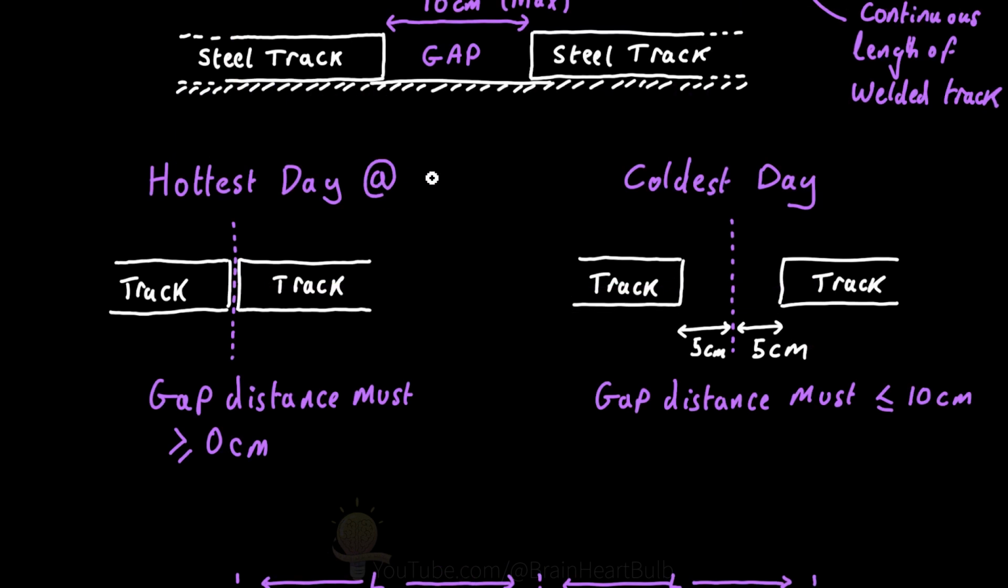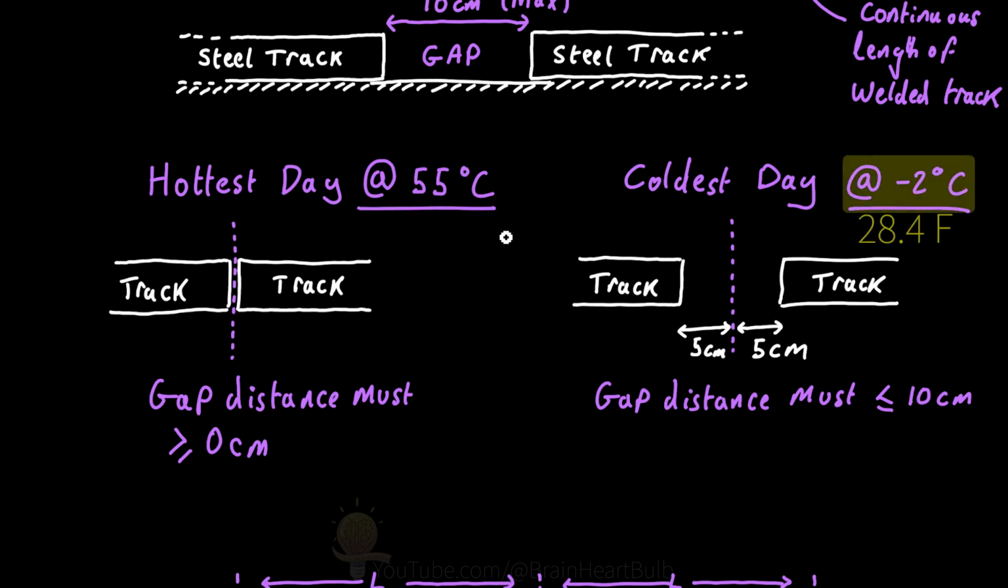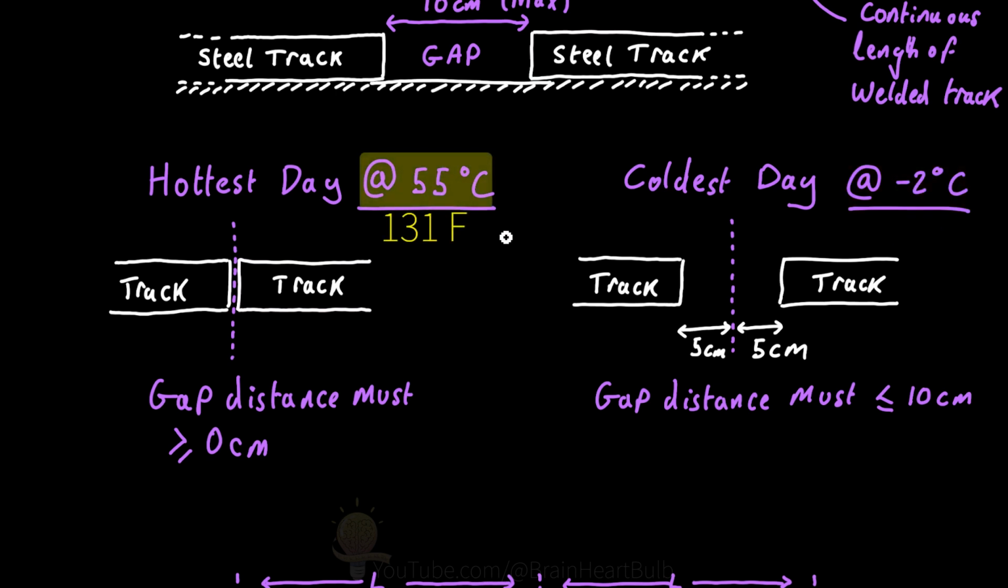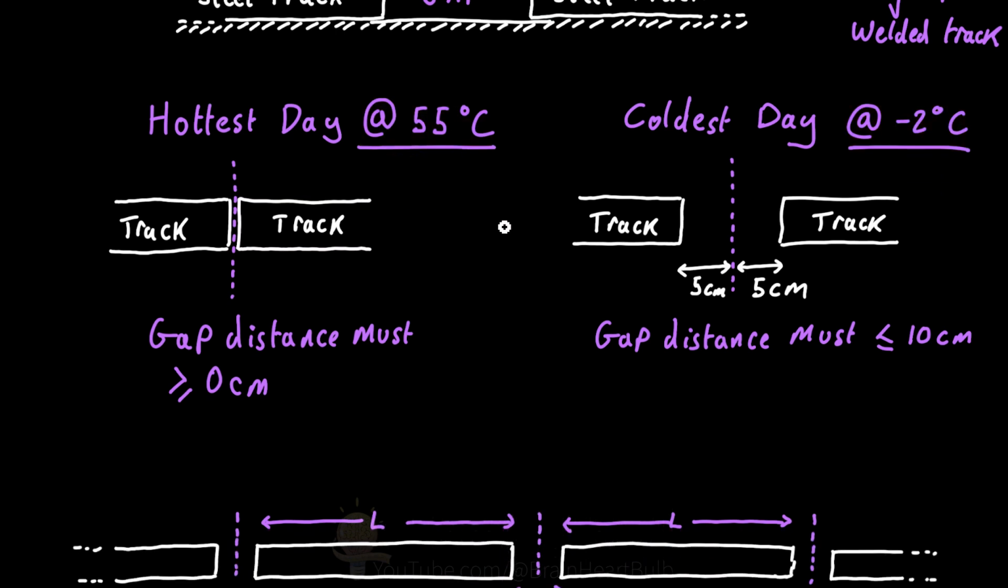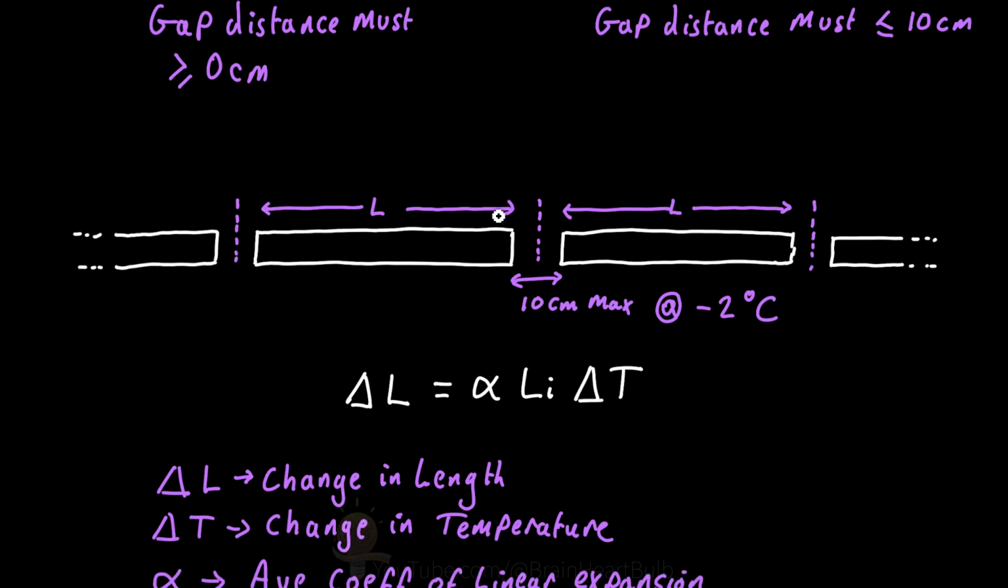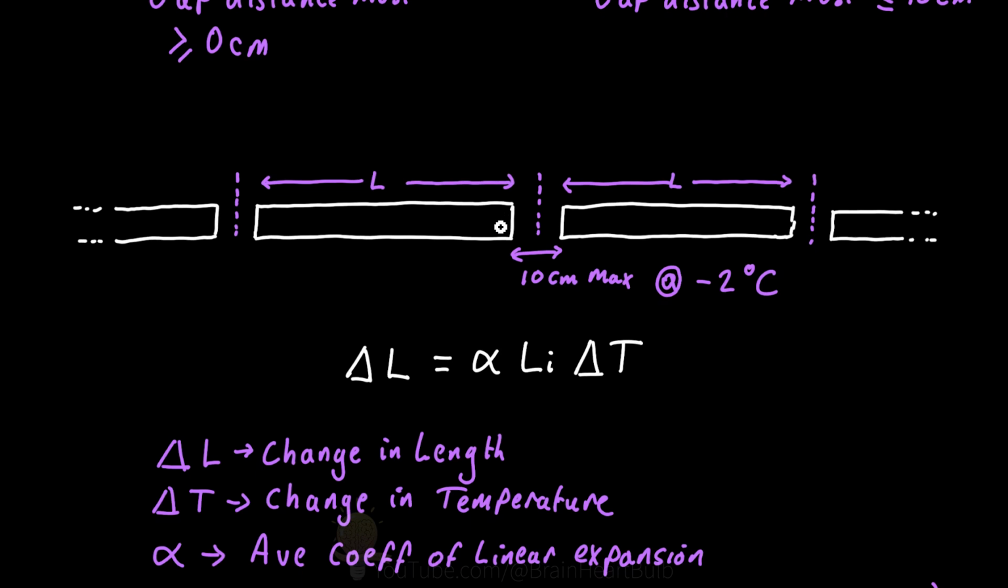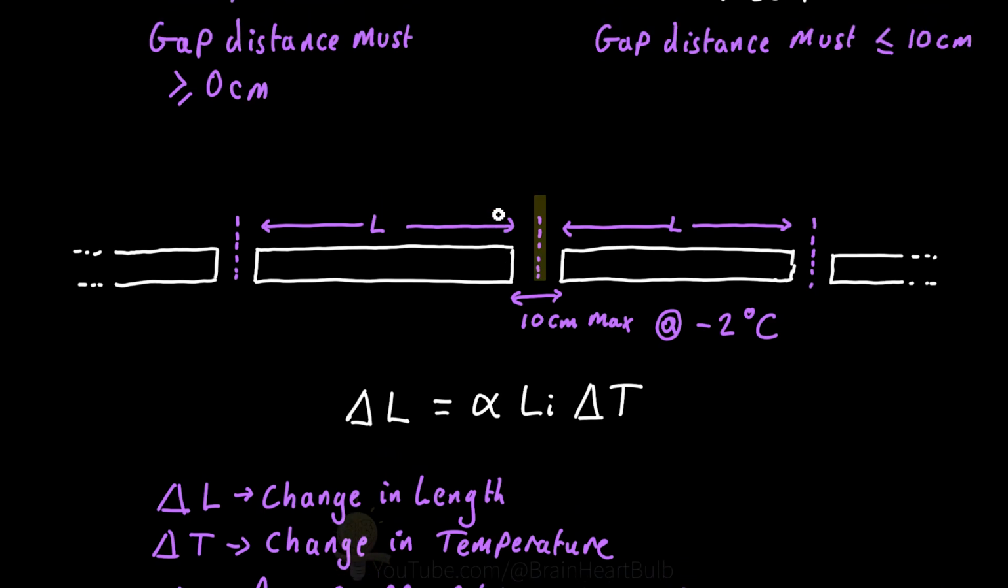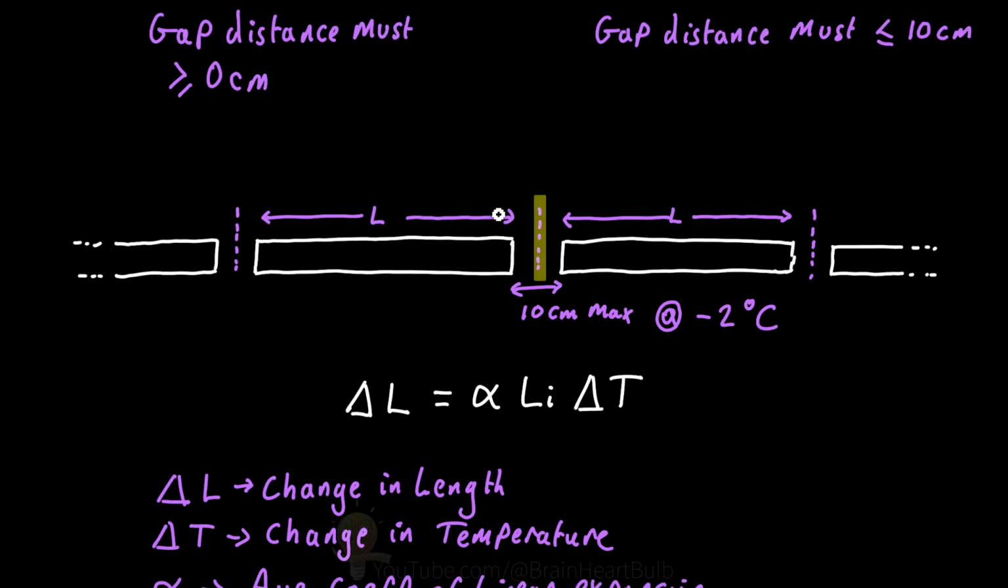So let's say the coldest ever temperature in this region was recorded to be -2 degrees Celsius, and the hottest temperature at 55 degrees Celsius. If we look back at our diagram, we know that at the coldest temperature, our track segments will have the shortest length possible, but the tracks can't be more than 10 centimetres apart. As the temperature increases by a possible 57 degrees, these tracks will lengthen, but cannot cross the central dividing line.